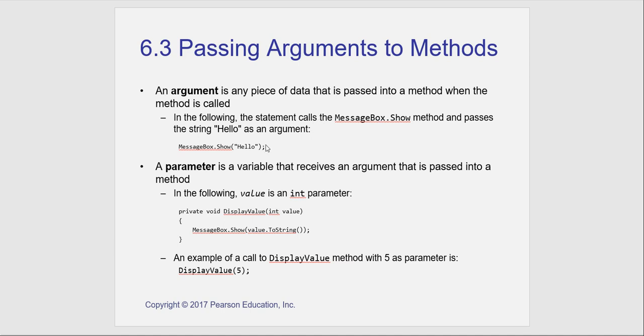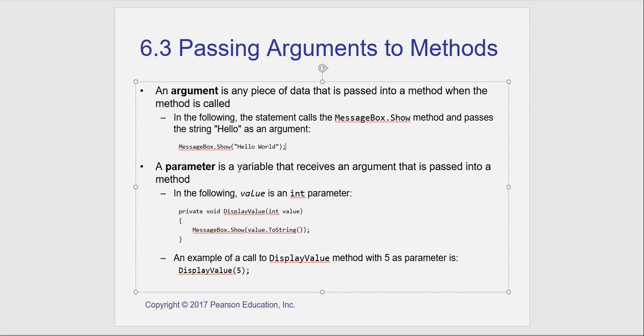Now we've seen this before with statements like this MessageBox.Show. In the Show method right here, we're passing an argument and it's called hello. Of course, we could say hello world, we could pass whatever we want in there. So this is a string value that we're passing into the method called Show that will eventually display that message. So that's a sample of what an argument is.